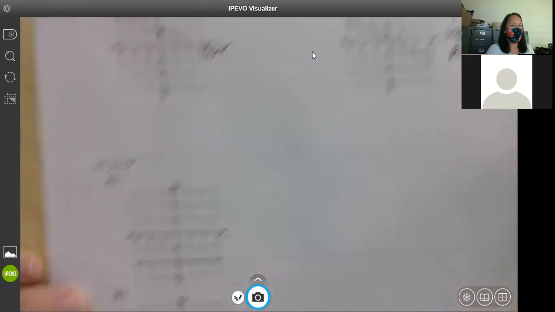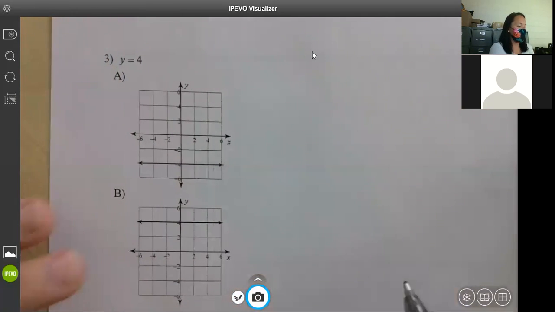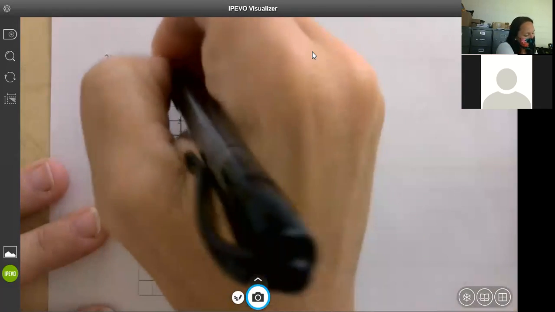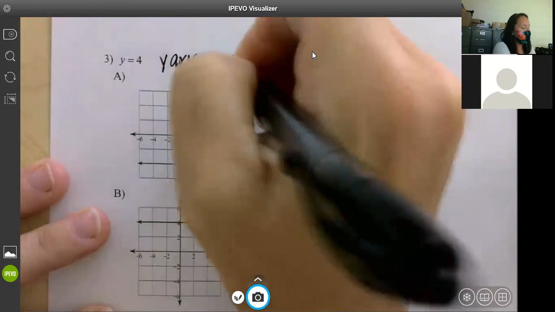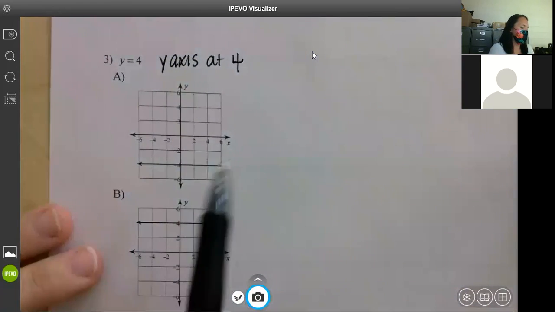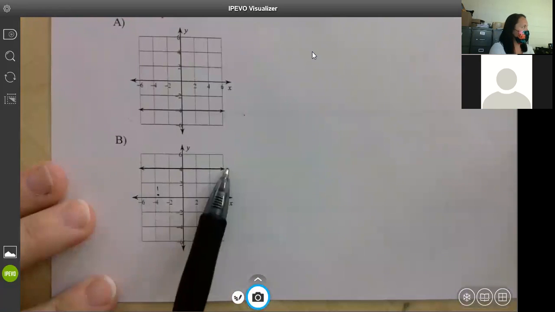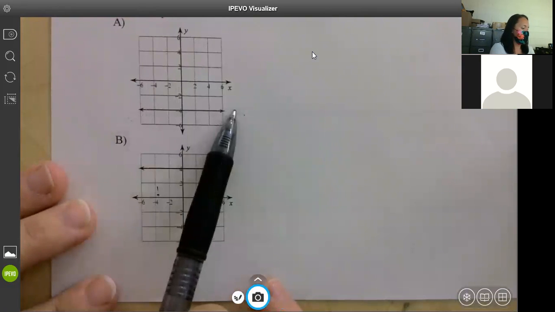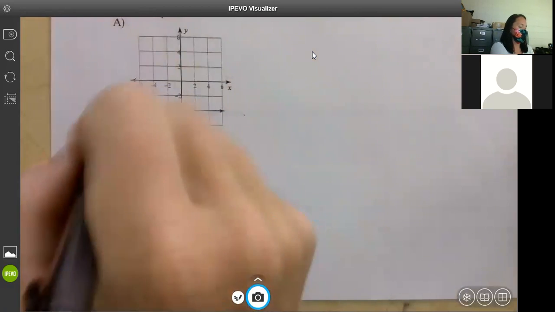How do I graph y equals 4? You should just intercept at the 4 on the y-axis. There should be a line on the y-axis at 4. So if you look, both of these are horizontal, which is perfect. But this one intercepts at -4. This one intercepts at +4.